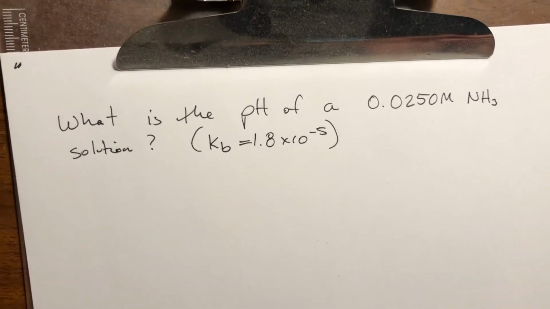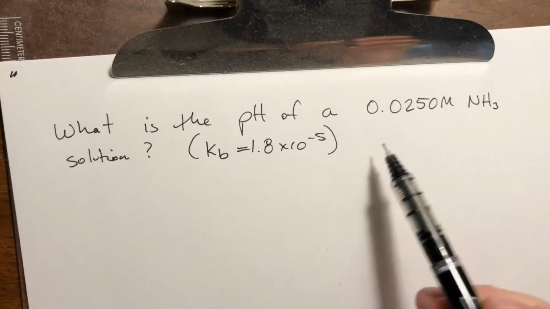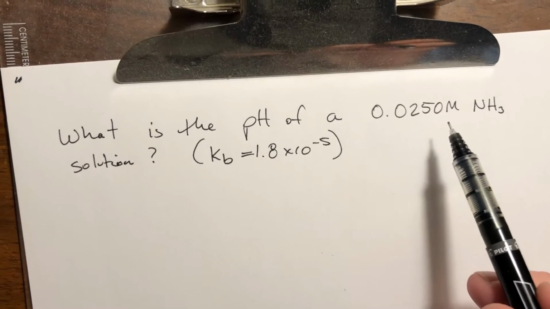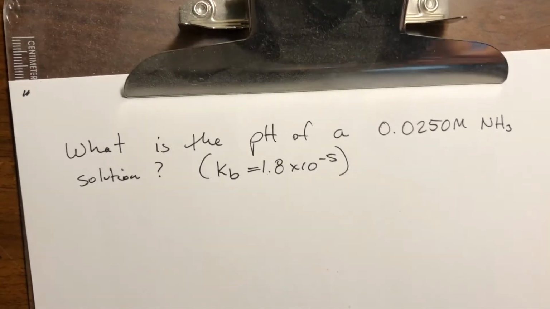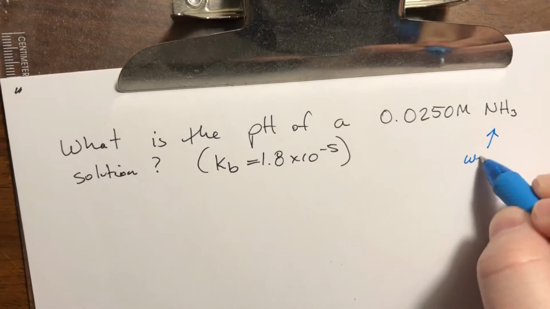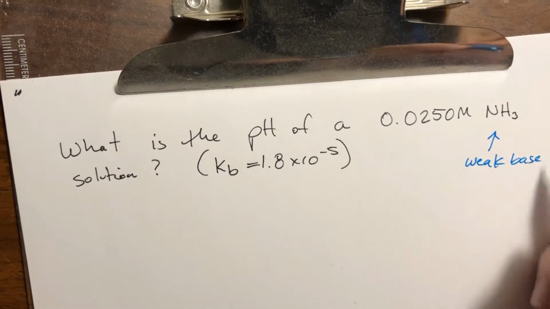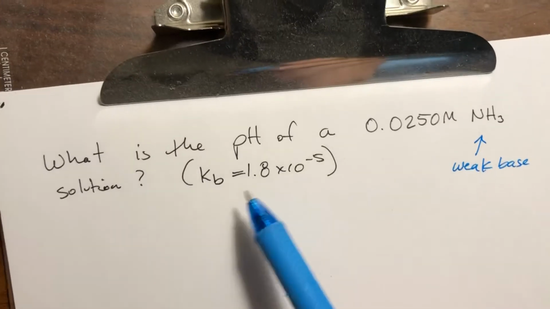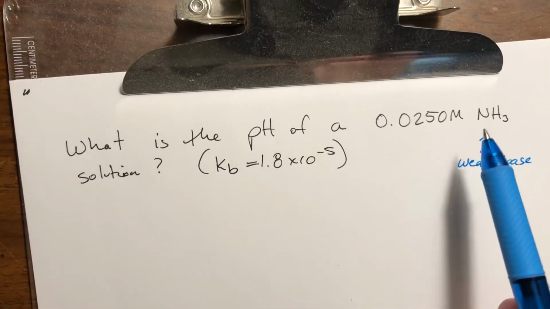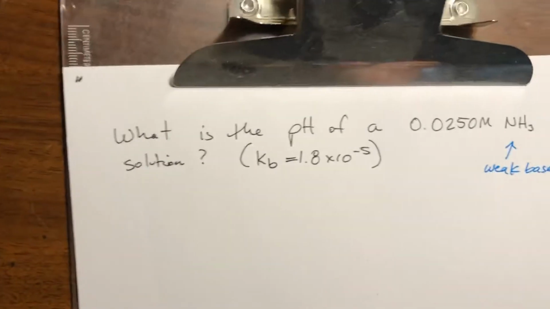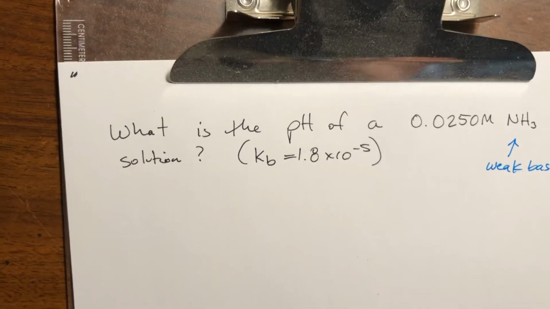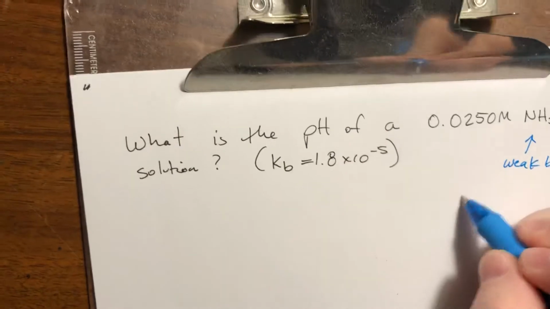Okay, today we are going to figure out what is the pH of a 0.0250 molar NH3 solution. NH3 is a weak base, which is why we have a Kb value. Okay, so the first thing we're going to do is check the assumption.